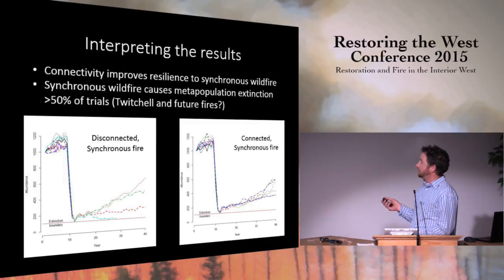When the fire is synchronous, connectivity is not enough. If you're burning the whole watershed at the same time, then these populations get so small that they're subject to a lot of demographic stochasticity, the Allee effect, from which they may not be able to recover.